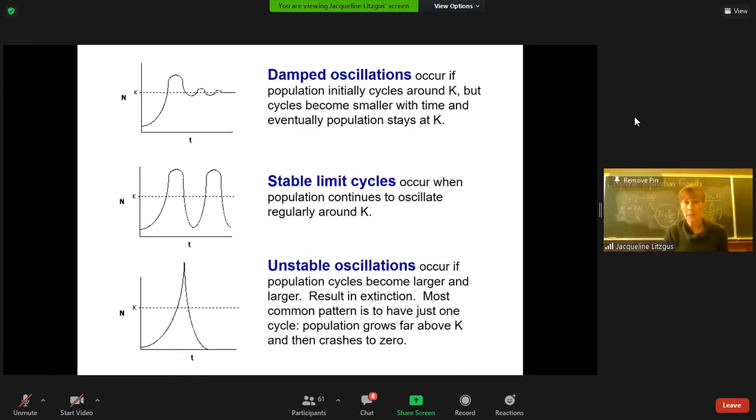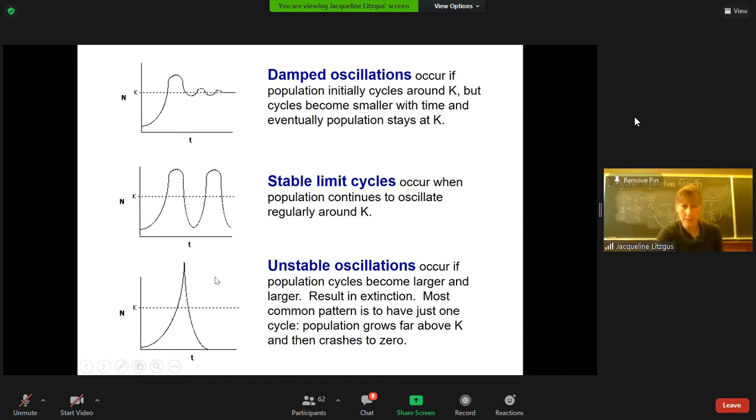And in the stable limit cycles, this occurs when the population continues to oscillate in a regular fashion, right? So you have the population going above carrying capacity here, and then it realizes it's gone above and starts to decline, but then it even goes below carrying capacity, then it finally realizes it has gone below carrying capacity and starts to go up again. So you get these stable limit cycles, these oscillations around that carrying capacity.